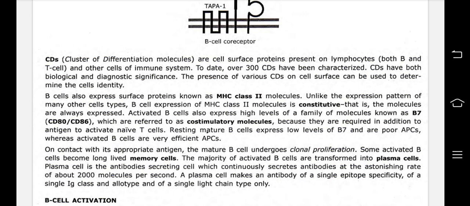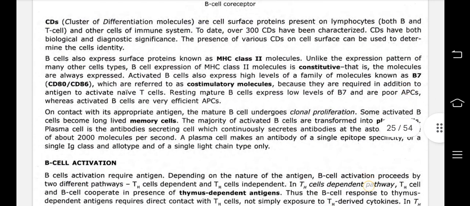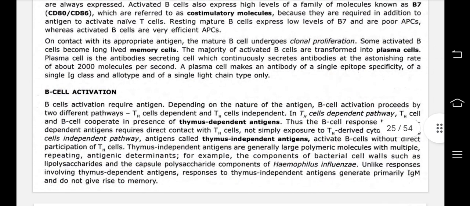In contact with its appropriate antigen, the mature B cell undergoes clonal proliferation. Some activated B cells become long-lived memory cells. The majority of activated B cells are transformed into plasma cells. The plasma cell is the antibody secreting cell, which continuously secretes antibodies at the astonishing rate of about 200 molecules per second. A plasma cell makes an antibody of a single epitope specificity, of a single Ig class and allotype, and of a single light chain type only.